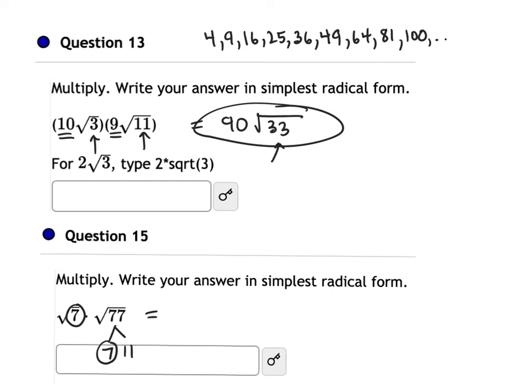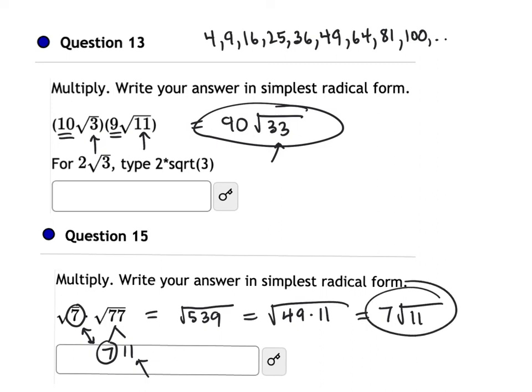7 times 77, get out the calculator, is 539. We know that it's going to have two 7s in it. It's going to have a perfect square of 49 in it. 49 times 11, in fact, we can see that because it's right there. If I take 539 divided by 49, I'm going to get 11. The square root of 49 is 7. Left under the root is 11. 7 root 11 is the answer.